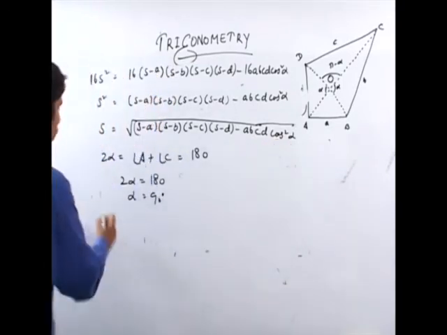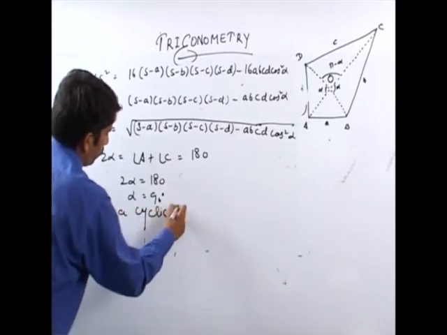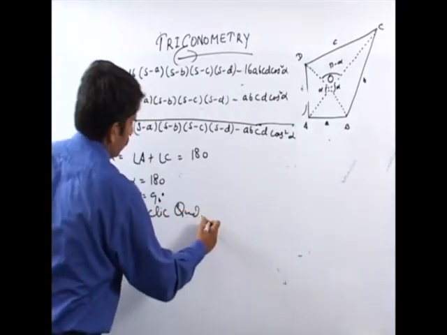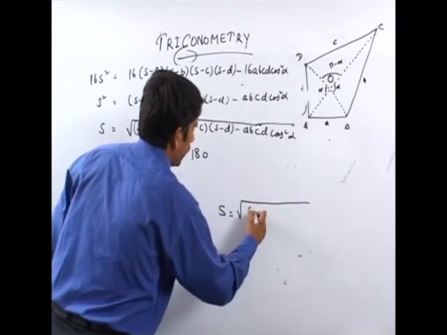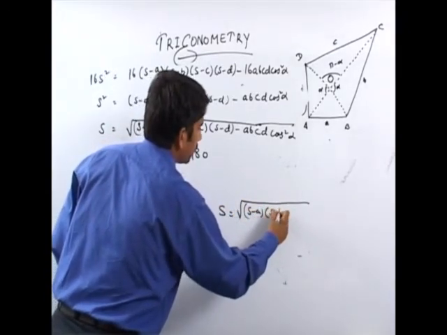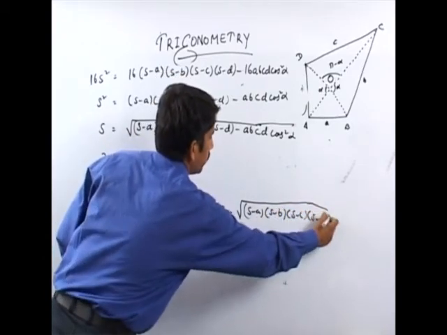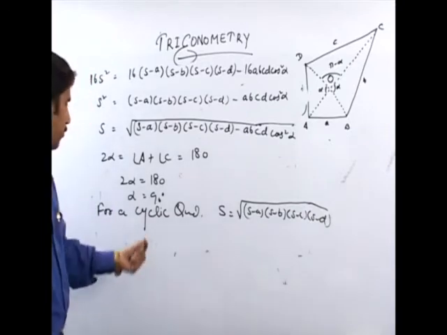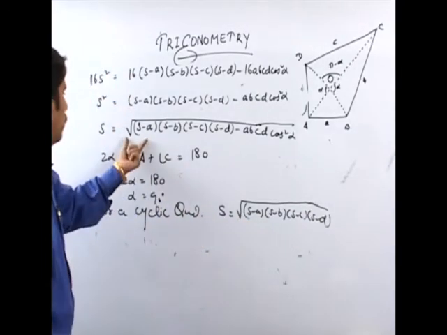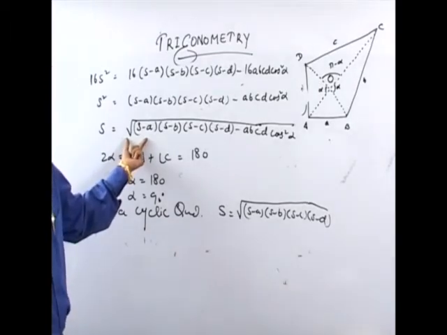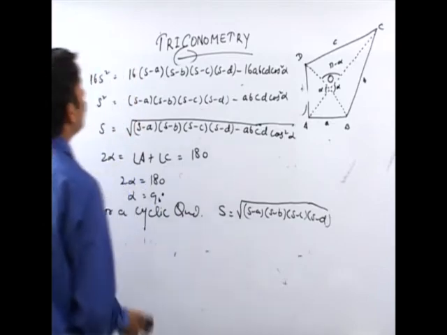And for a cyclic quadrilateral, you will get s is equal to under the root (s minus a)(s minus b)(s minus c)(s minus d). This is the result for the area of a cyclic quadrilateral, and this is the area of a simple quadrilateral, not cyclic. So I hope this will be clear to you.